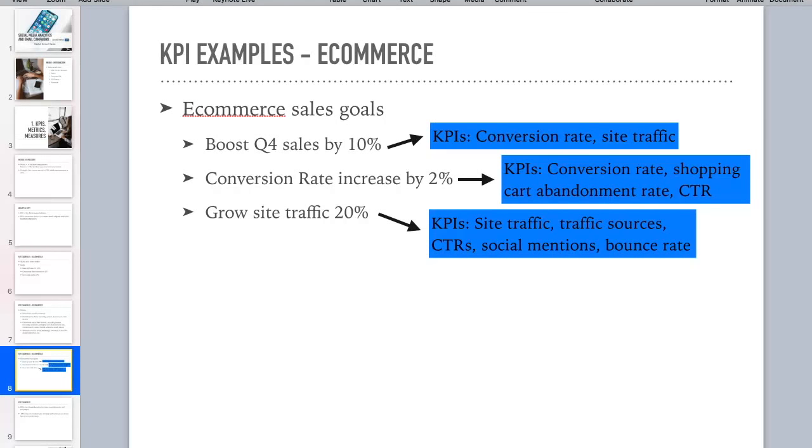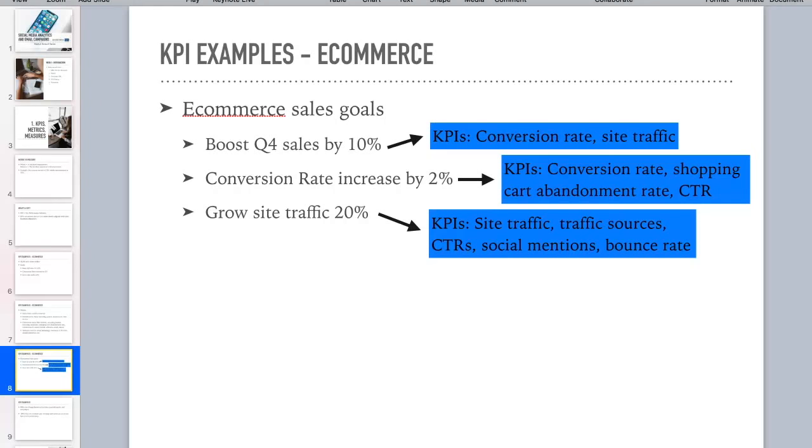So let's take a look at some KPI examples. So this is where we're looking at what the goal is and then what is the KPI that we're assigning from a digital perspective. So let's look at these e-commerce sales goals, still looking at Aldo as our example. So they need to boost Q4 sales by 10%. The assigned KPI is conversion rate and site traffic.